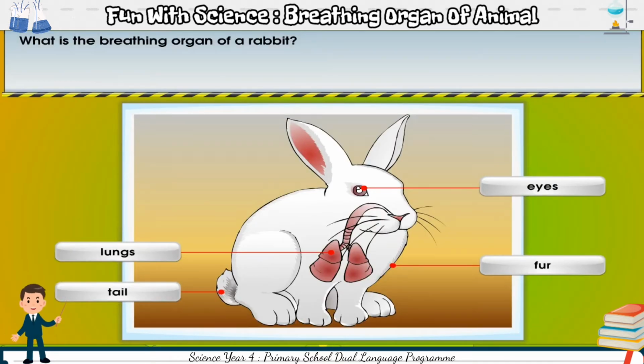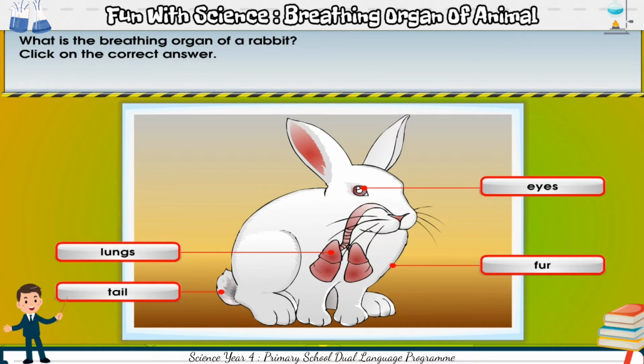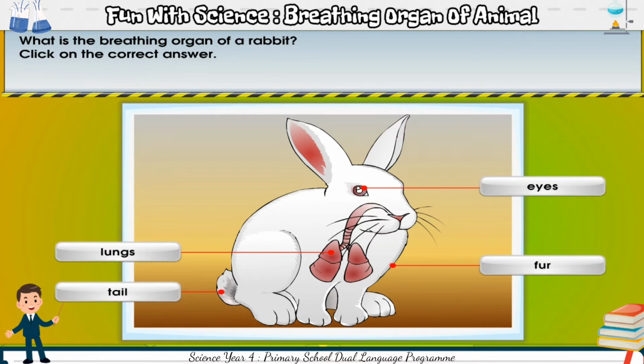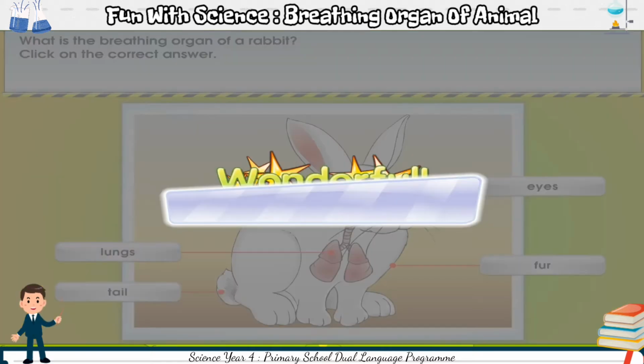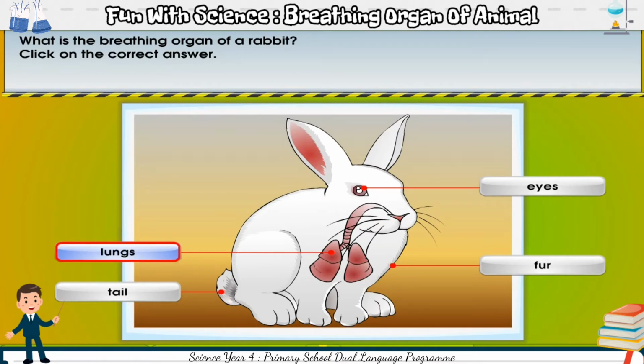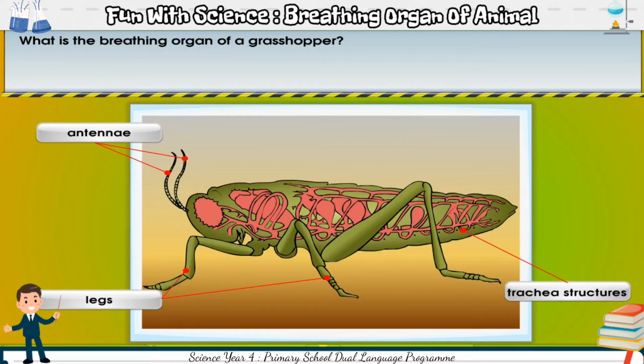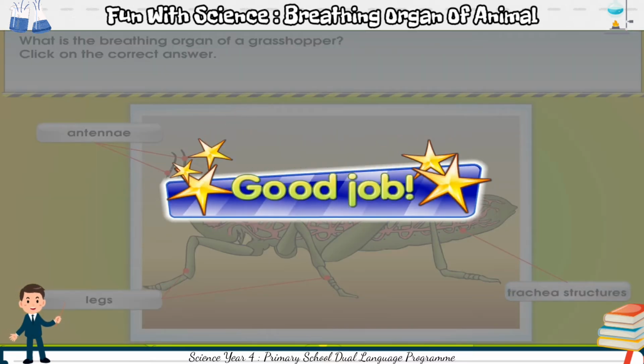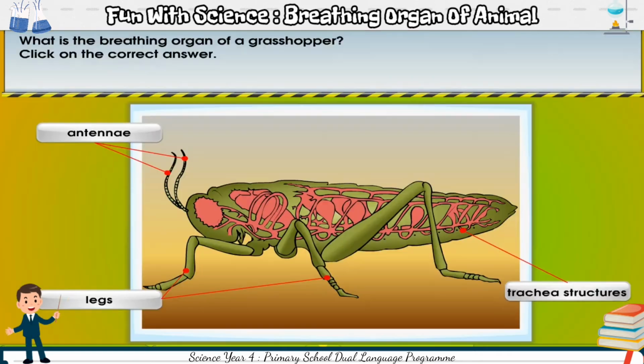What is the breathing organ of a rabbit? Click on the correct answer. Wonderful! A rabbit breathes through its lungs. What is the breathing organ of a grasshopper? Click on the correct answer. Good job! A grasshopper breathes through its trachea structures in its abdomen.